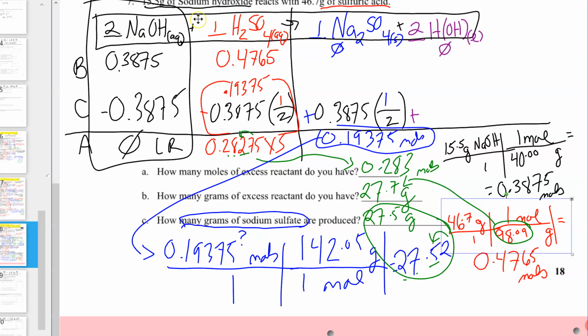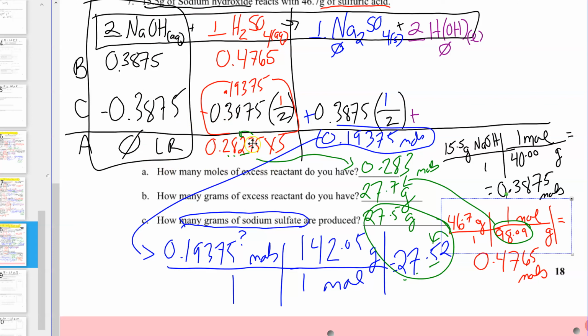Take a look at those. Which one am I going to run out of first? I need twice as much sodium hydroxide. I'm going to end up using all this up. If I picked H2SO4, I would have needed 0.8 something moles of sodium hydroxide, which I don't have. This is my limiting. It all gets used up. How much of the sulfuric acid gets used up? Well, that coefficient times the mole ratio. This is my excess left over.